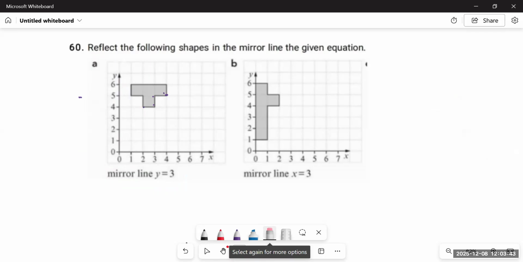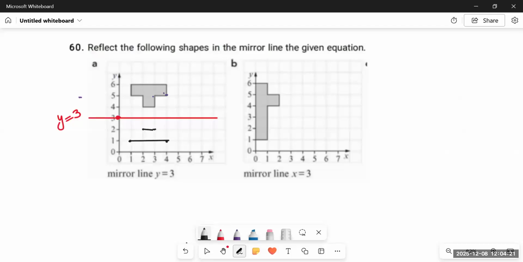Y equals 3 means this is y equals 3. We will draw a line like this. This is a horizontal line, and with respect to this mirror line we have to draw the reflection. So the reflection would be with respect to this line, this much, the same distance over here of 1 square. So we will draw the same distance here, and the 2 points would be like this. See, these are the 2 points here, with the same distance of 1 square, 1 square, and then here the 2 squares, and now we will join them.